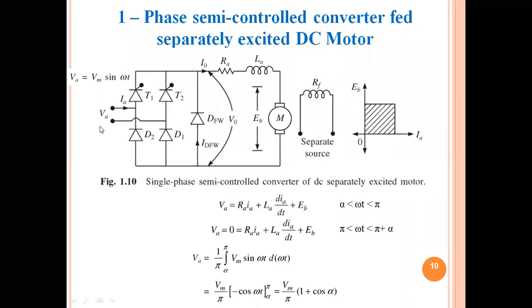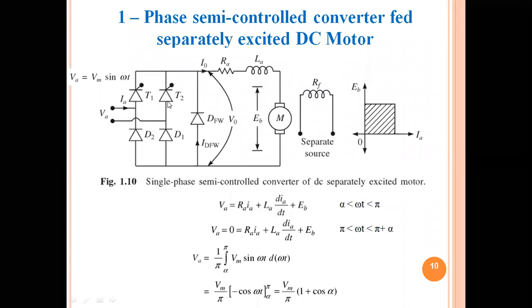Here the input voltage is a pure sinusoidal input. That is the reason why we have chosen that Va is Vm sin omega t, where Vm is the peak maximum of this sinusoidal waveform. You know that each and every thyristor will operate for 180 degrees only. So thyristor T1 will operate for 0 to pi, and thyristor T2 will operate for pi to 2 pi. 0 to pi is nothing but 0 to 180 degrees. Similarly, pi to 2 pi means 180 to 360 degrees.